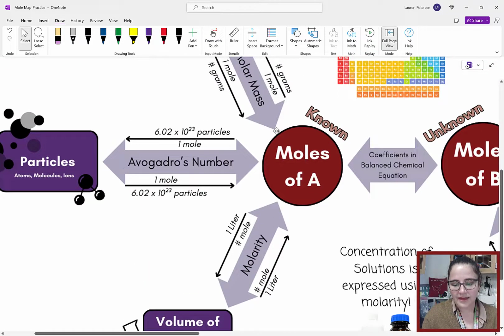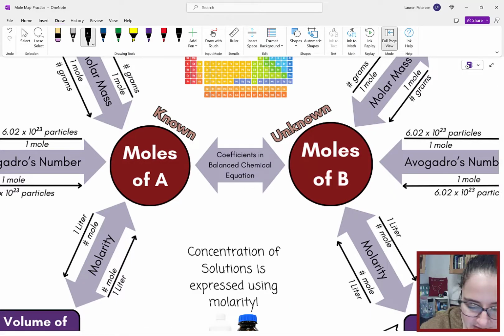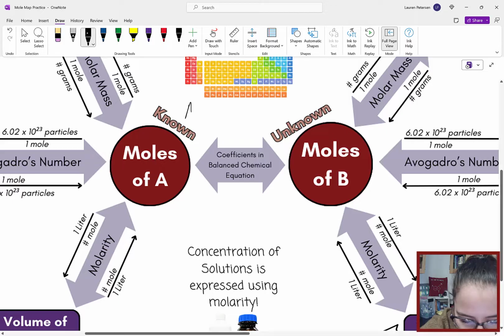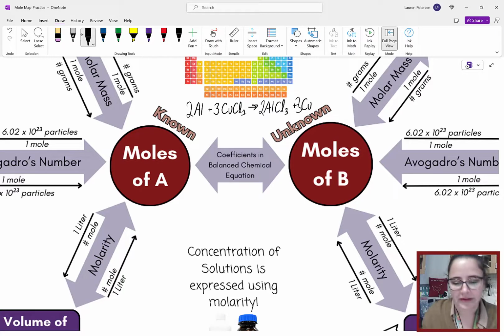Okay? Then the last thing we have is moles of A to moles of B. When we write our chemical reactions, like say we got aluminum, I'll go ahead and write a reaction that we'll use later. We'll have aluminum reacting with copper chloride to produce aluminum chloride and solid copper. Gonna go ahead and balance that reaction with a 2 and a 3 and a 2 and a 3.